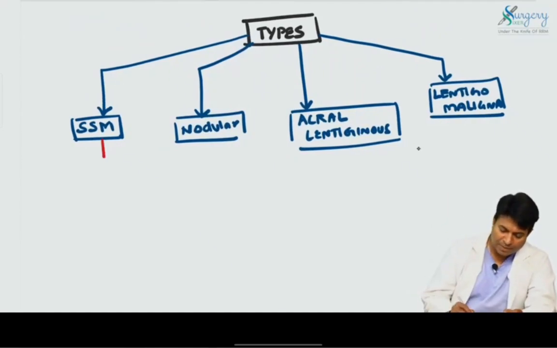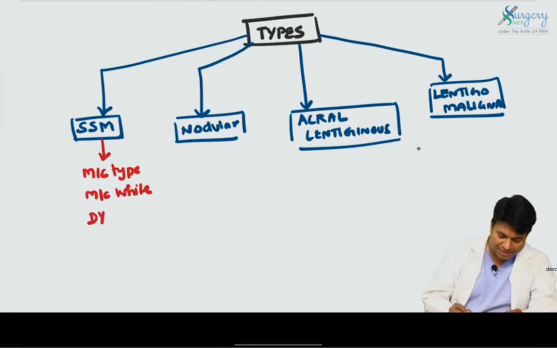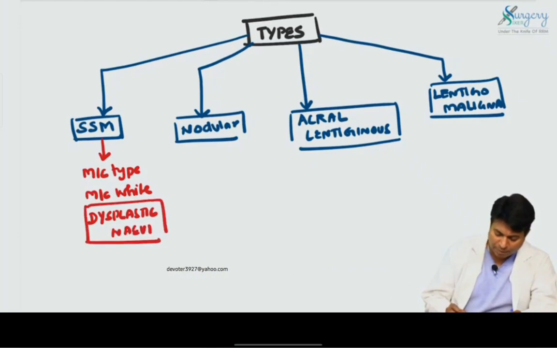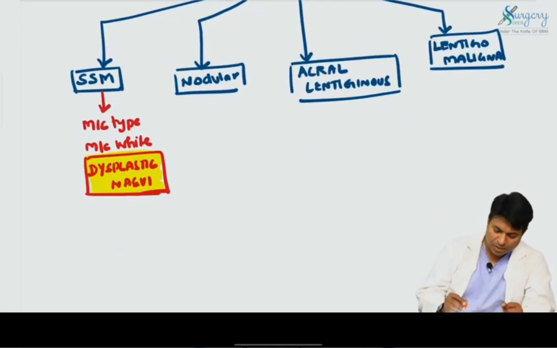Superficial spreading melanoma is the most common type. Please remember, it is the most common type, and it is most common among the white population, and usually arises from dysplastic nevi. I told you there will be dysplastic nevi. A long-standing dysplastic nevus gives rise to superficial spreading melanoma. This question is a NEET PG 2020 question.